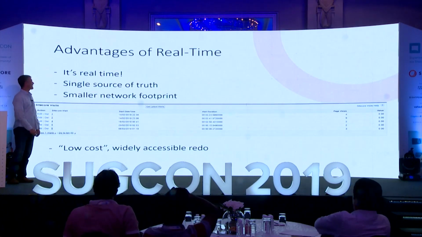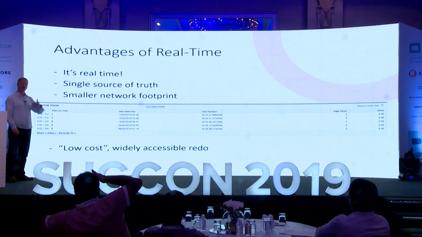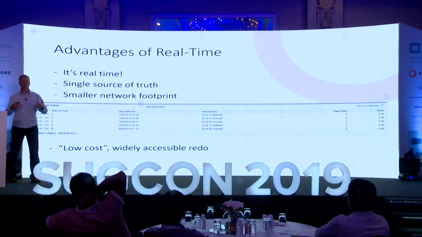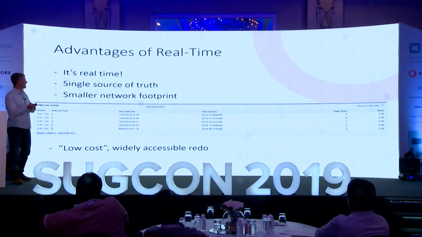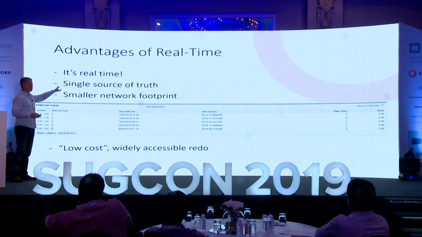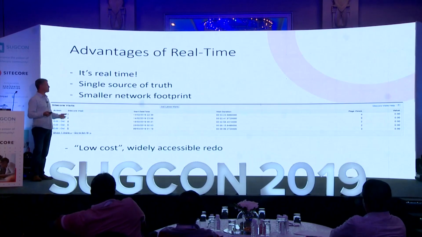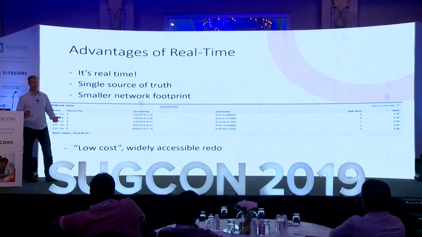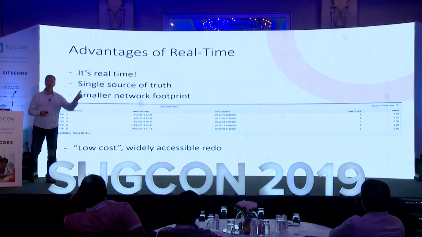So, advantages of real time, just to run through it: it's real time. It happens now. You submit the form, whatever it is you're taking on the form, somebody is signed up for an event, it goes into Salesforce right then. There's a single source of truth. You don't have to worry about one system overwriting the other. Smaller network footprint. We're not worried about syncing 50,000 things because we're really only pushing one record.